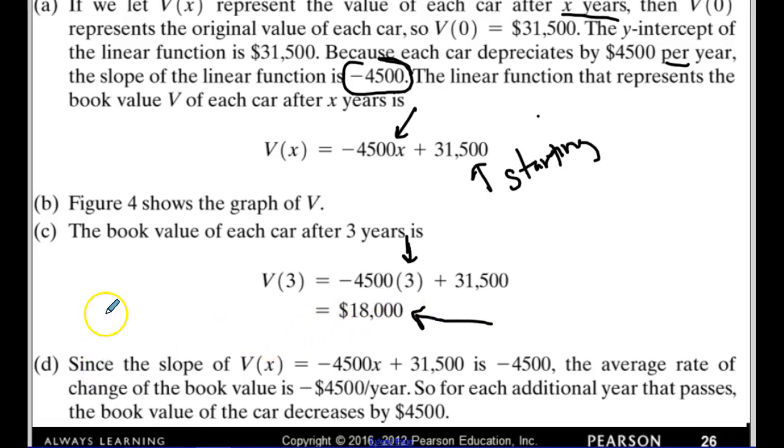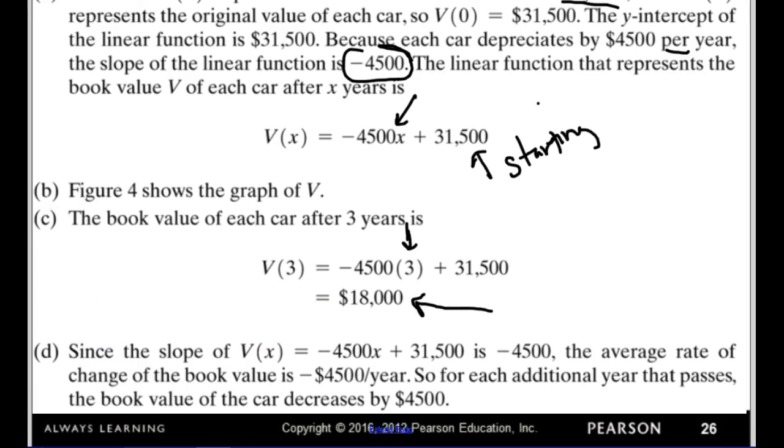So then in part D, I was asked to analyze the slope. When we're analyzing the slope, I want to use the words that go with my entire sentence and the actual problem we're working on. So here's my slope, right, a negative 4,500. That tells me that the car loses value of $4,500 per year. Okay, so that's how I would analyze it, using words from the equation and from my sentence here. So each year that passes, I decrease $4,500. That's the best way to analyze this information.